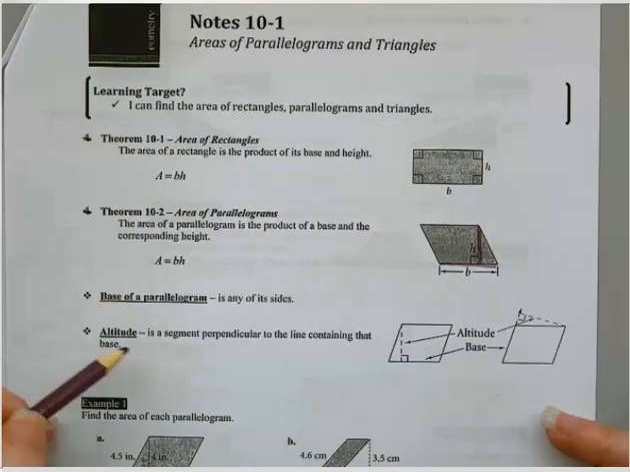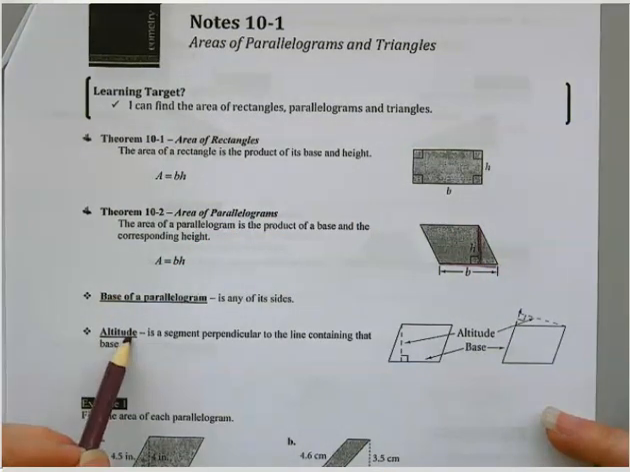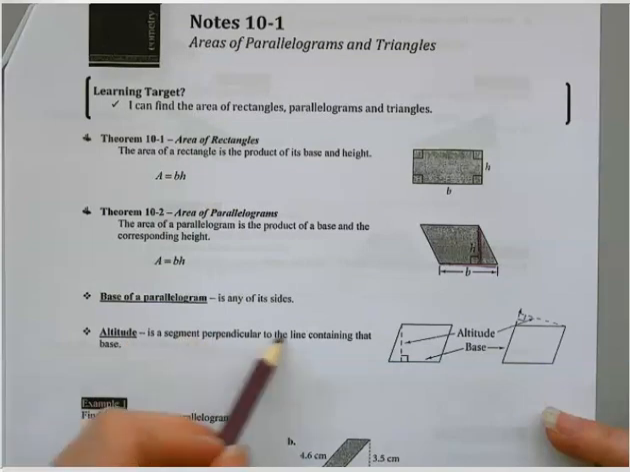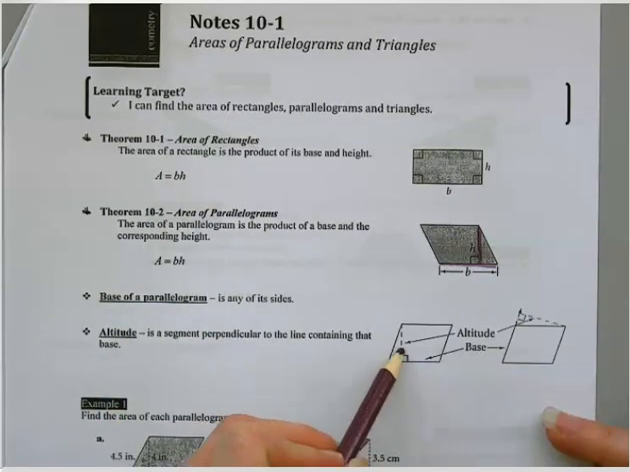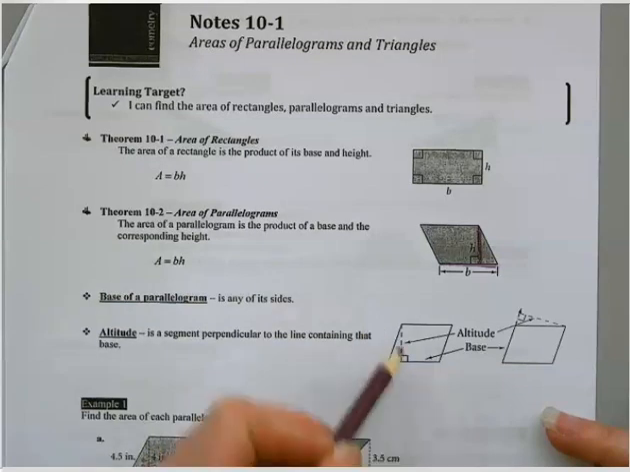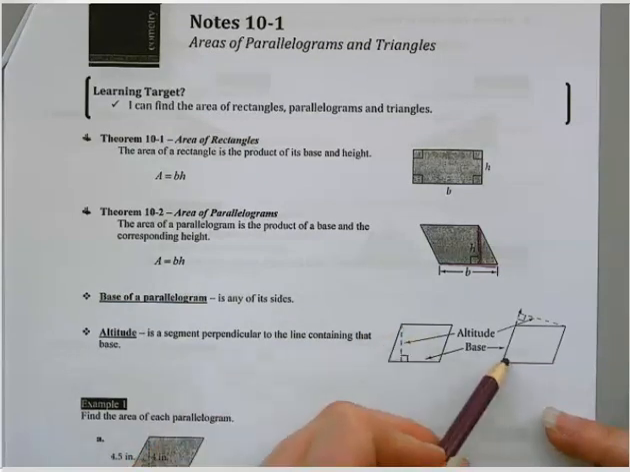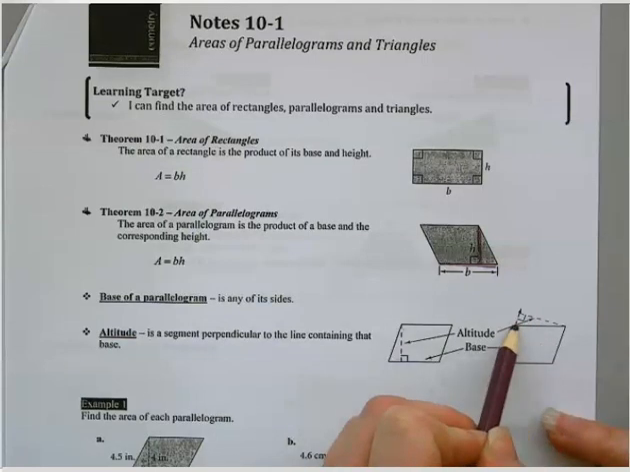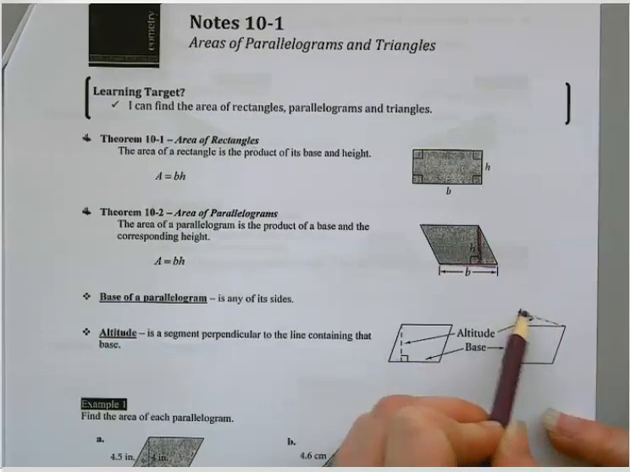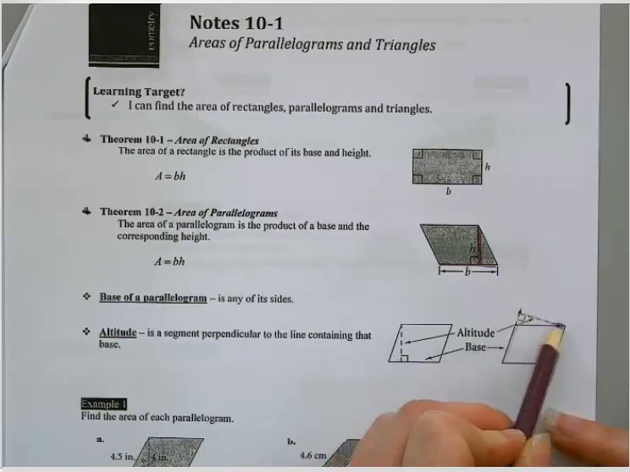Okay, so it says here altitude is the segment perpendicular to the line containing the base. So it could look something like this, where you have your base and your altitude, or you can have it flipped sideways, and we could call this your base, and then your altitude is an extension. In this case, it's extended outside of the parallelogram, up to the other side.